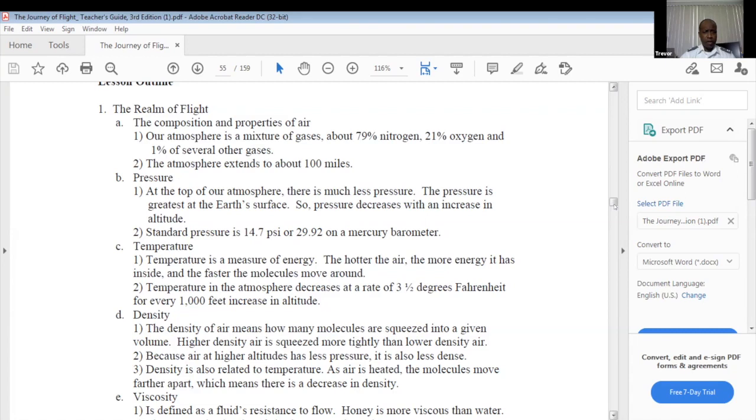Now, the standard pressure for the atmosphere is 14.7 pounds per square inch, or 29.92 inches of mercury. And that is on a standard day, 15 degrees, I believe.